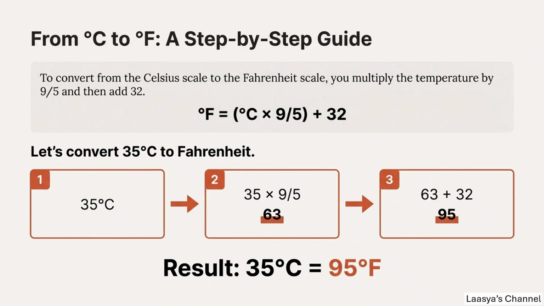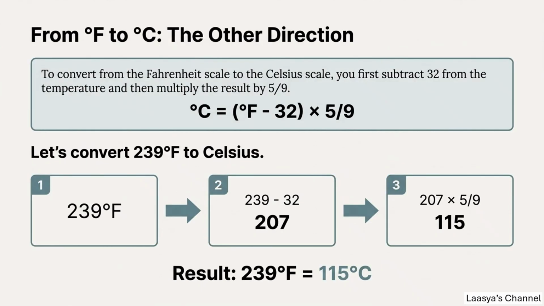One example I'll show. Let us convert 35 degrees Celsius to Fahrenheit. First, take 35 into 9 by 5. Here 5 ones are 5, 5 sevens are 35, 5 nines are 45... 63 will come. 63 plus 32 means 95. Result: 35 degree Celsius equals 95 degree Fahrenheit. Like that you have to convert Celsius to Fahrenheit. Understood, children? I will show one more problem.